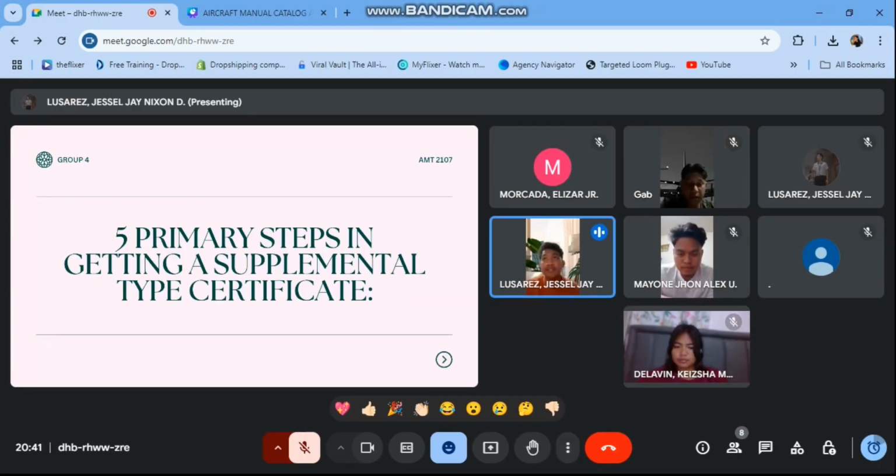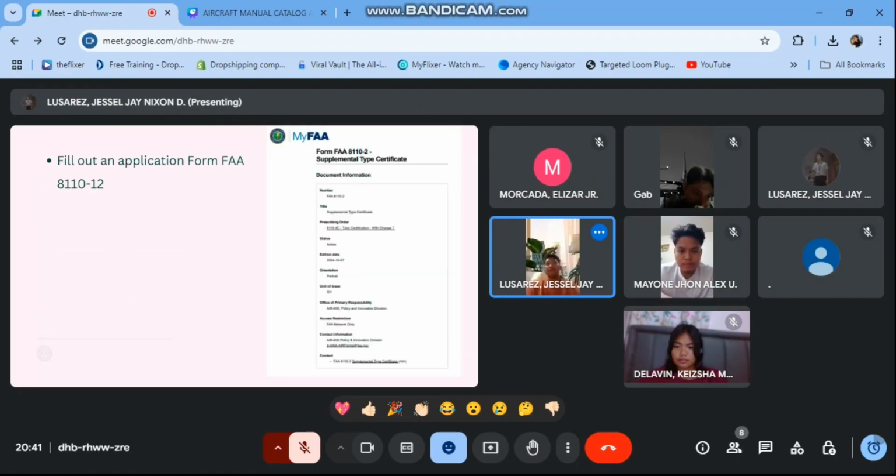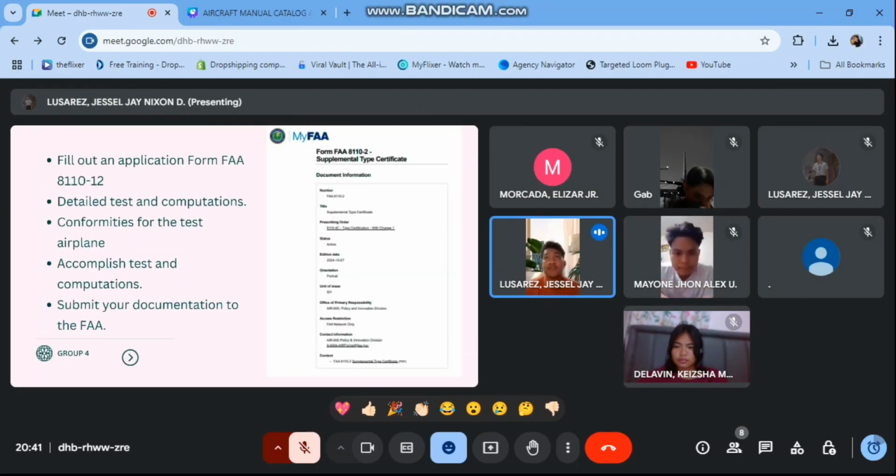So there are 5 primary steps in getting a supplemental type certificate. First is to fill out an application form, FAA 8110-12. Second is detailed test and computations. Next is conformities for the test airplane. Next, accomplish test and computations. And lastly, submit your documentation to the FAA.